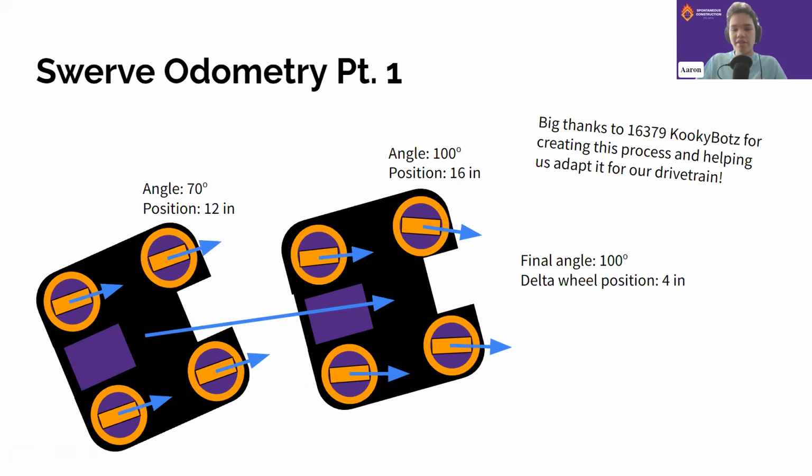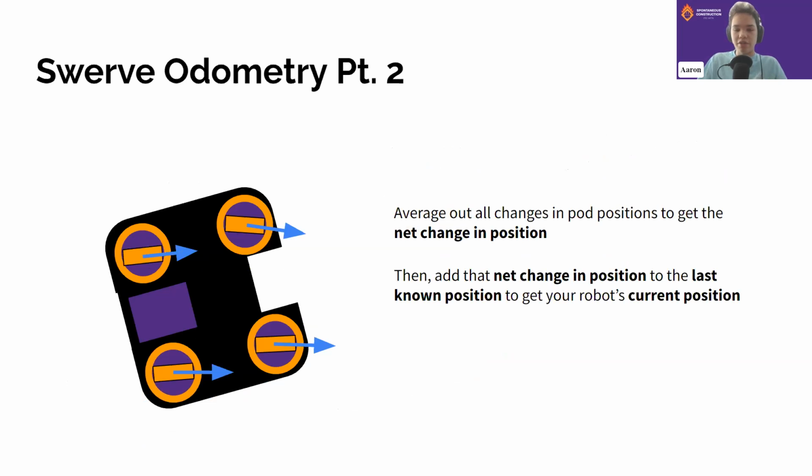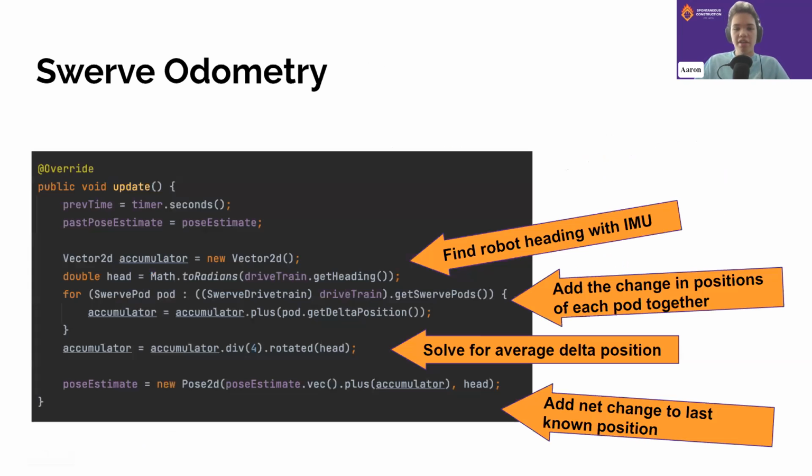If we do this for all 4 pods, we get these 4 vectors that look like this for each pod. And then we're able to take those and average them out to create a net vector, which will be the net change in position. So it'll look like this. This net change in position will actually be equal to how much the robot has traveled since the last time you updated the position. So if you just add this vector to the last known position, you'll get the new position of the robot by the time you call the update method. So how that looks in the code is it looks like this. These parts up here are basically used to solve for velocity, which is a different thing. Then first we solve for the heading of the robot.